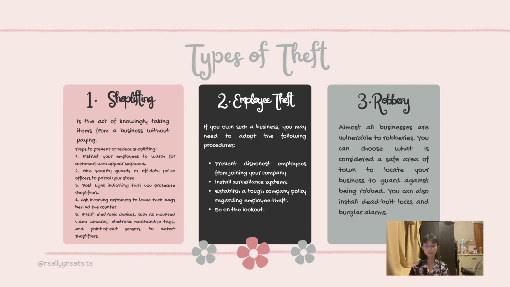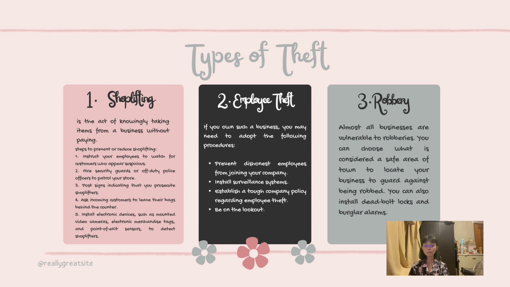So the third is robbery. Almost all businesses are vulnerable to robberies. You can choose what is considered a safe area of town to locate your business to guard against being robbed. You can also install deadbolt locks and burglar alarms. So you should choose a location which is considered a safe area, as well as install locks like deadbolt locks as well as the burglar alarms.